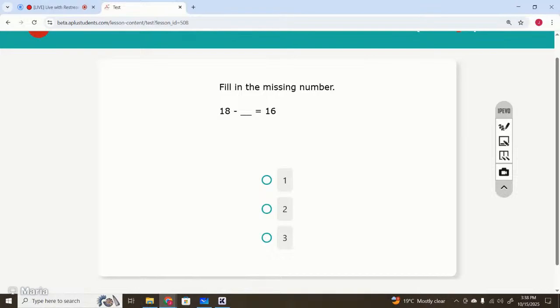18 minus missing number equals 16. So which number is missing? That is 18 take away 2 is 16. Option number 2 is the correct option.